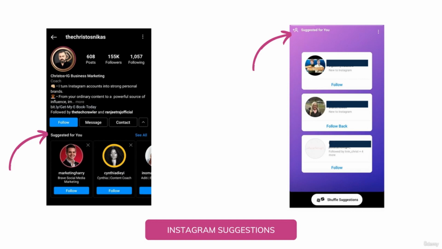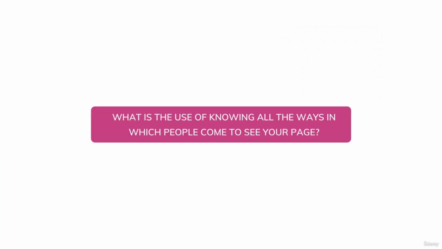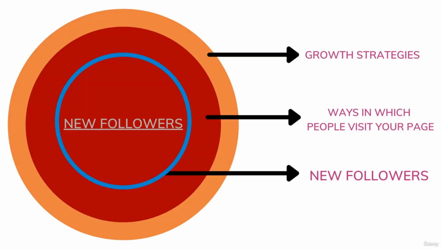Now those were the many ways in which people come to see your page and follow you. I might have missed one or two ways in this video, but I promise you that I've included them all in this course, and you'll be seeing them one by one in each section of this course. So now you might ask me, why should I know all the ways in which people follow me? Well, the trick is simple. We will build our foundation by knowing all the ways in which people see your page, and then we should create our strategies of Instagram growth around these different ways in order to get the maximum number of followers.